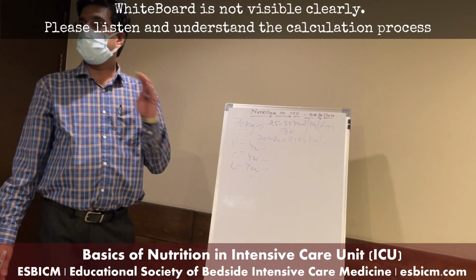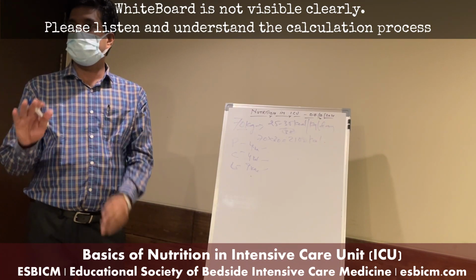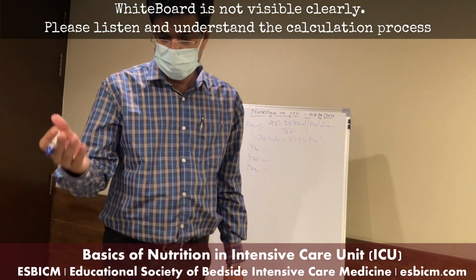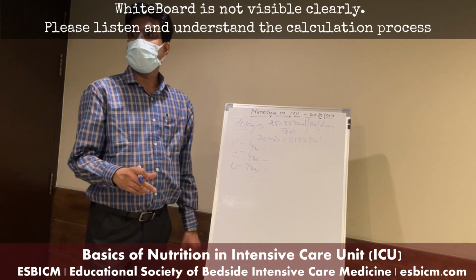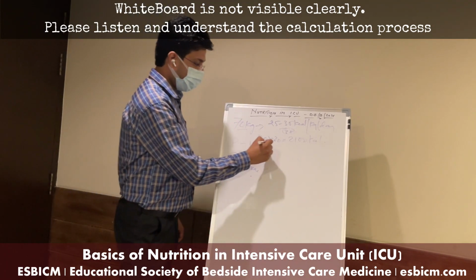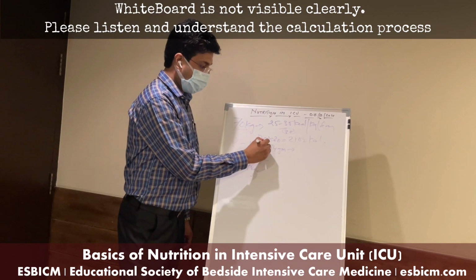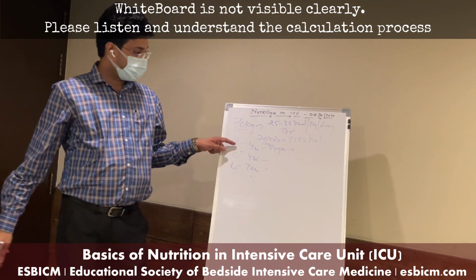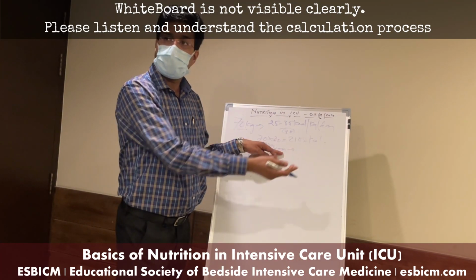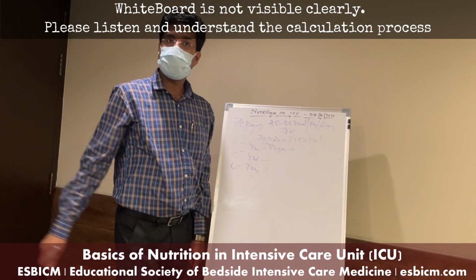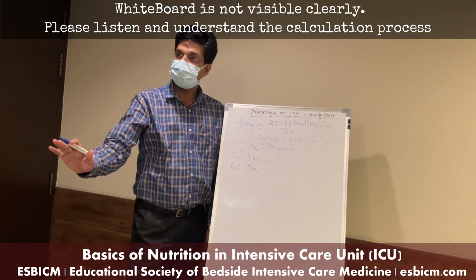And the protein requirement of this patient, for 70 kg, we will start with the lowest, 1.2. The 1.2 will come up to how much? 84. So we can take 84 grams, about 85. So how many calories will this 84 gram provide? 84 into 4. We are providing 84 grams of protein to this patient per day.